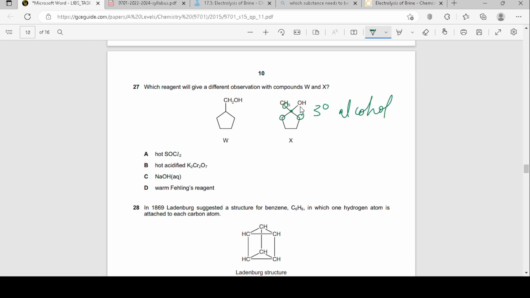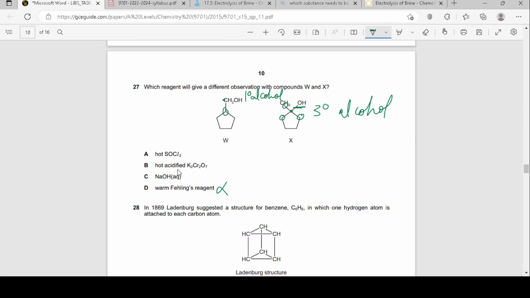So this OH group is a tertiary alcohol, and in this one the OH is attached to this carbon atom, which is attached to one other carbon atom directly. So that means this is a primary alcohol. We want a different observation for a primary alcohol and a tertiary alcohol. Which of these would give you a different observation? Fehling's reagent is actually a test for aldehydes, so that doesn't really make sense in this context. We just cancel that out.